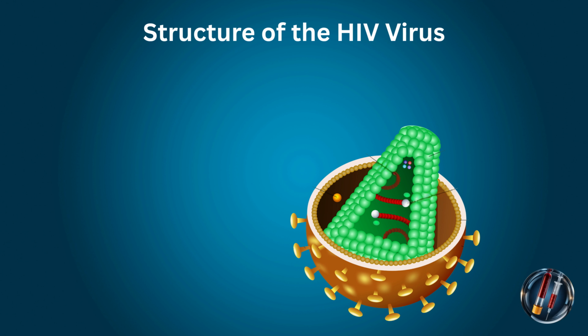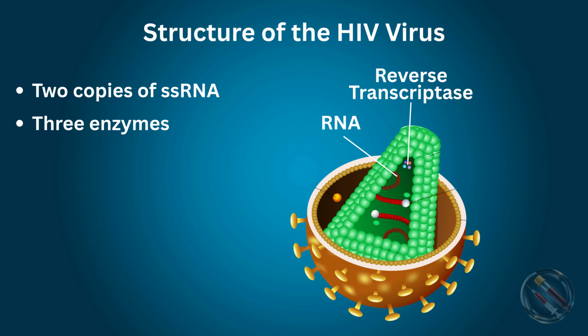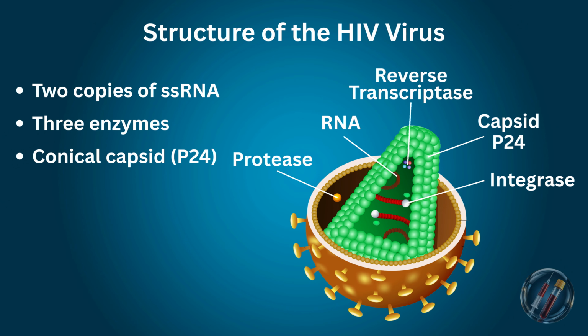Let's examine it from the inside out. Deep inside the virion, HIV carries two copies of its single-stranded RNA genome along with three essential viral enzymes: reverse transcriptase, integrase, and protease. Moving outward, this genome is housed within a conical capsid made of the P24 protein, which serves as the key antigen targeted in early diagnostic testing.